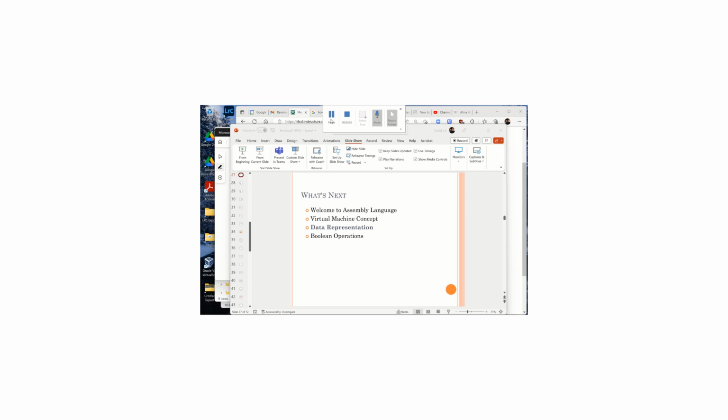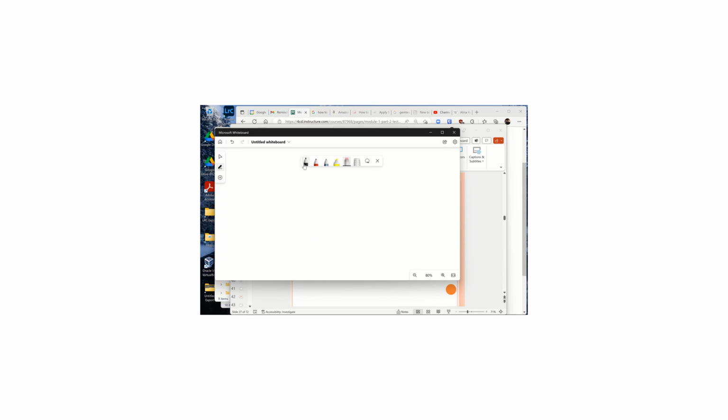Let's talk about data representation, how data is represented inside the computer. So let me set the table for you first.